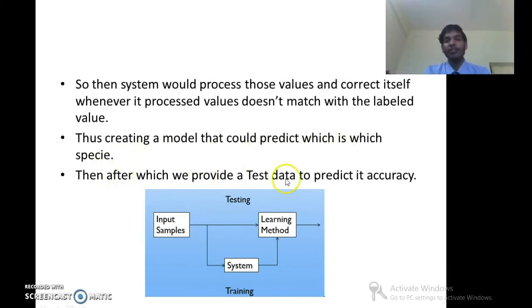Then after which, using the test data, we could predict the accuracy of the system. In simpler context, what I mean to say is that during the training phase, we'll be providing an input sample to the system and that system would provide it to the learning methodology. Now this happens until the training data is available. Once the training data has been completed and the learning method creates a model, the testing data is provided directly into the learning methodology, which helps us in providing the accuracy of the model.